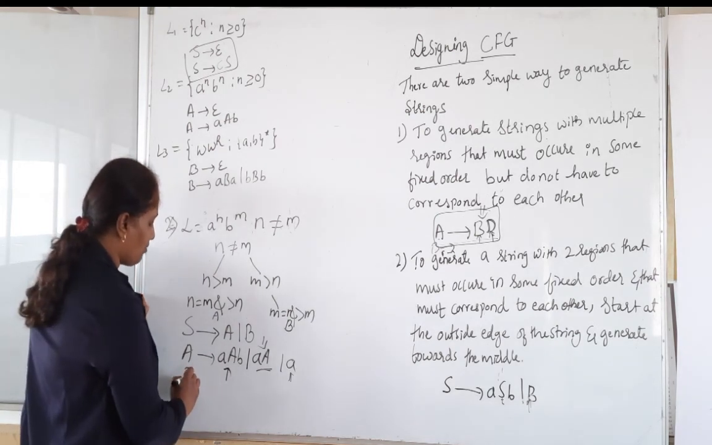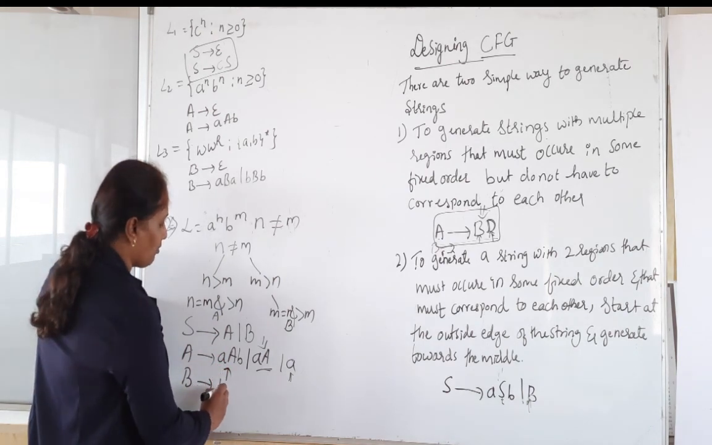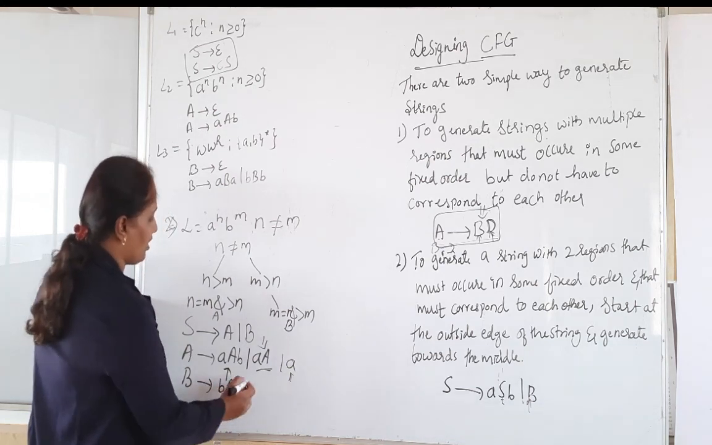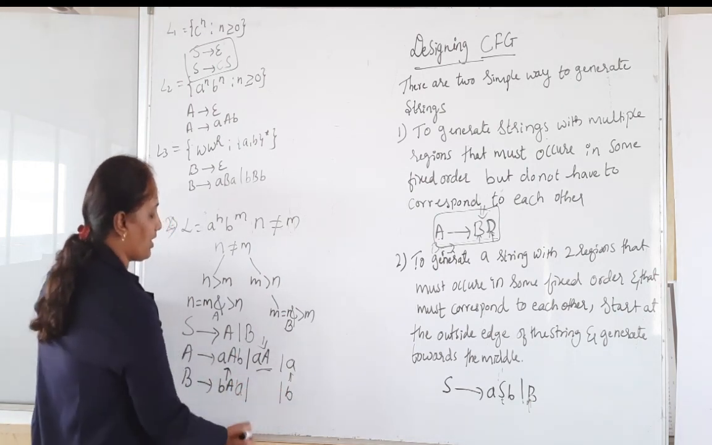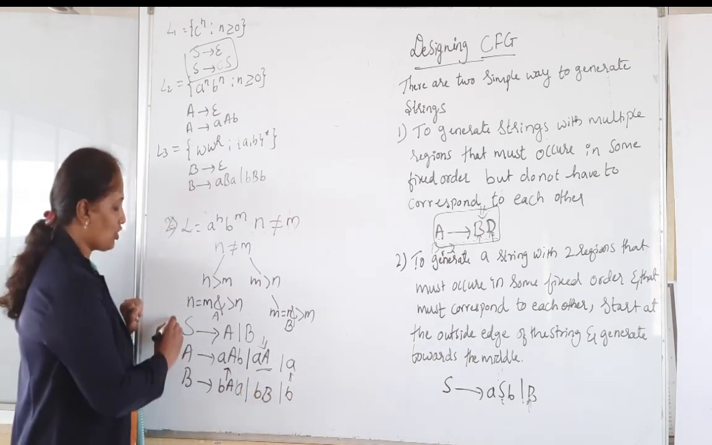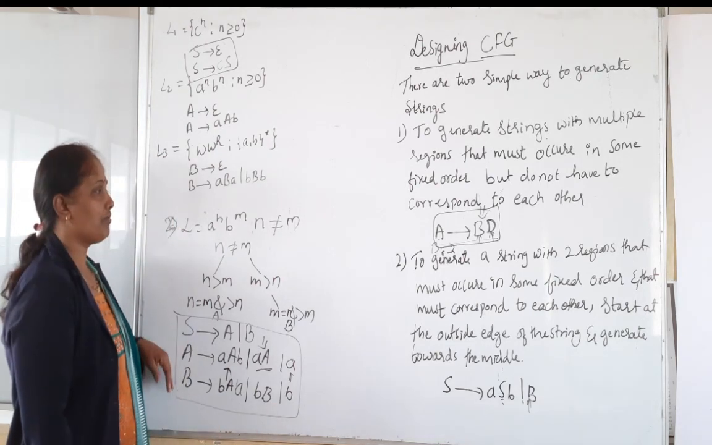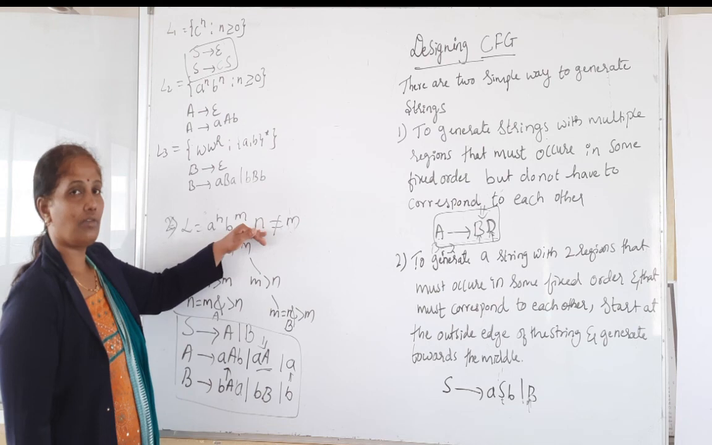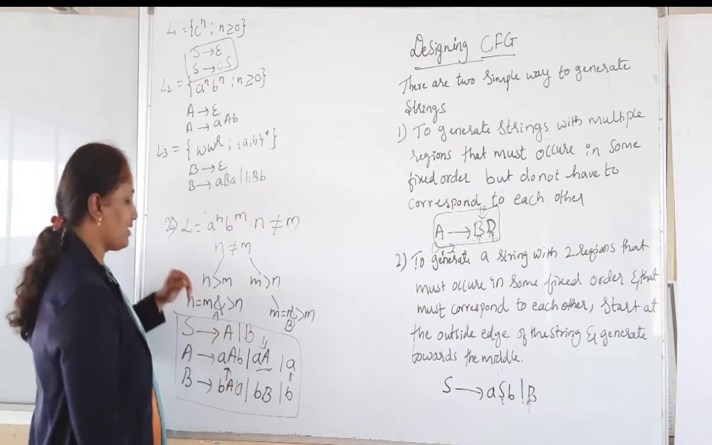Next, what does B define? B defines strings like B A B, B A A, so n number of A's and n number of B's will come. Next, at least one B should be greater, or any number of B's should occur in the language. So this is the rule which accepts the strings of A's and B's where the occurrence of A is not equal to the occurrence of B.